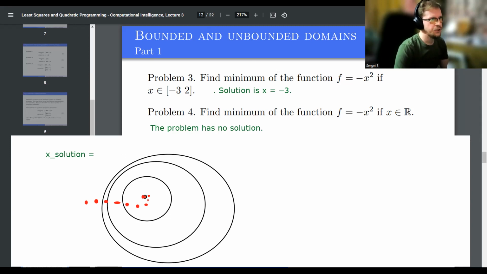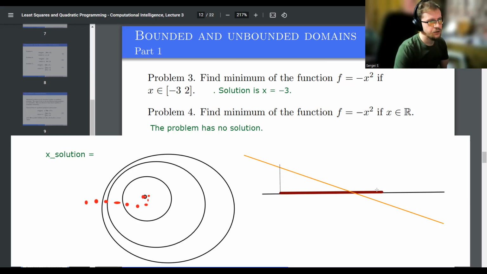For example, let me draw something realistic. So we have a number line, and on this number line we consider an interval. Let me do it this way. This interval, that is what we are interested in, and we want to find the minimum of a function that is given like this. So this function, we want to find its minimum on this interval.